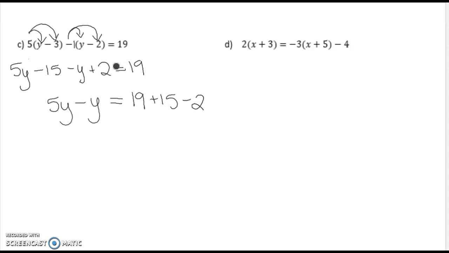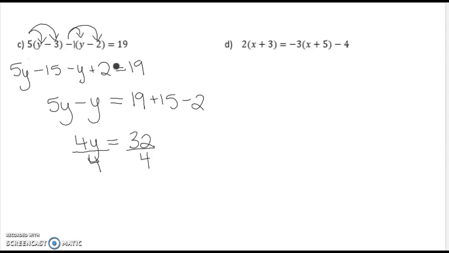So now we'll simplify. 5y, take away 1y, we are left with 4y. And then 19 plus 15, take away 2, gives us 32. Now in order to solve for y, right now it's multiplied by 4, so we have to do the opposite, which is divide by 4. And if you do it on one side, you have to do it to the other.